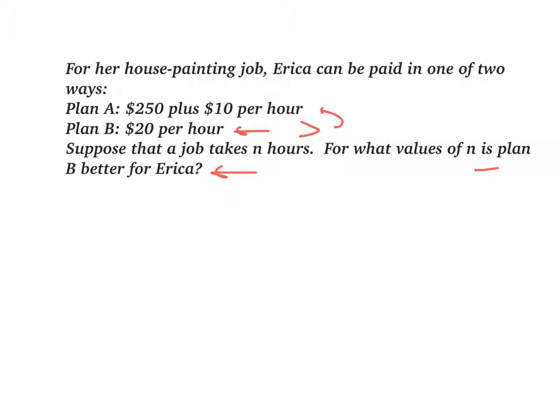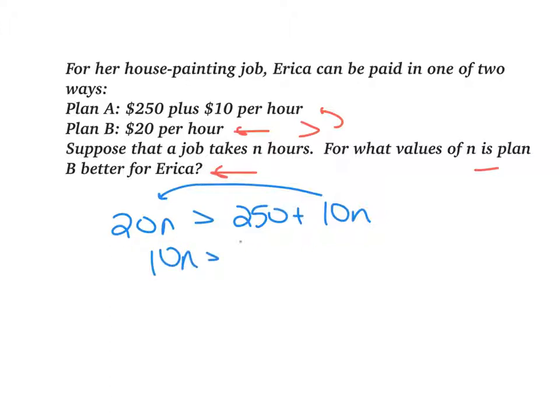So plan B is this. Plan B is $20 per hour. I said n hours, sorry about that. So I'm going to make 20 times n. When is that greater than this, 250 plus 10 times per hour times n? So when is it greater? So I'm just going to solve it like we've been doing. Moving the 10 over here, that gives me 10n is greater than 250. If you divide by 10, you get n is greater than 25.